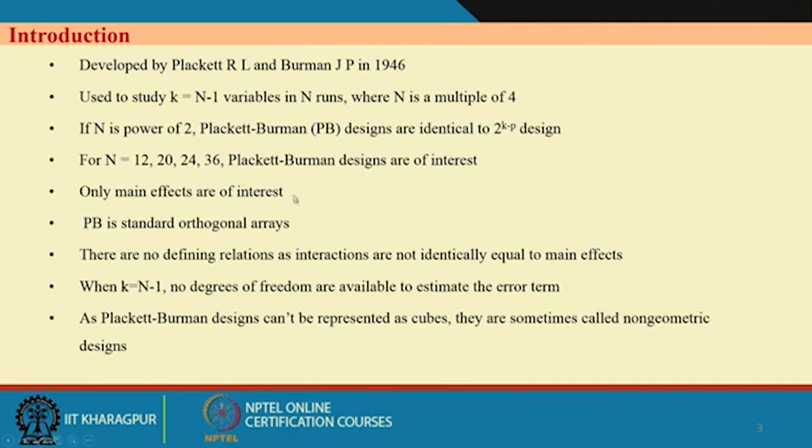Only main effects are of interest. PB designs are standard orthogonal arrays. There are no defining relations as interactions are not identically equal to main effects. When k equal to n minus 1, no degrees of freedom are available to estimate the error term. As Plackett-Burman designs cannot be represented in cubes, they are sometimes called non-geometric designs.